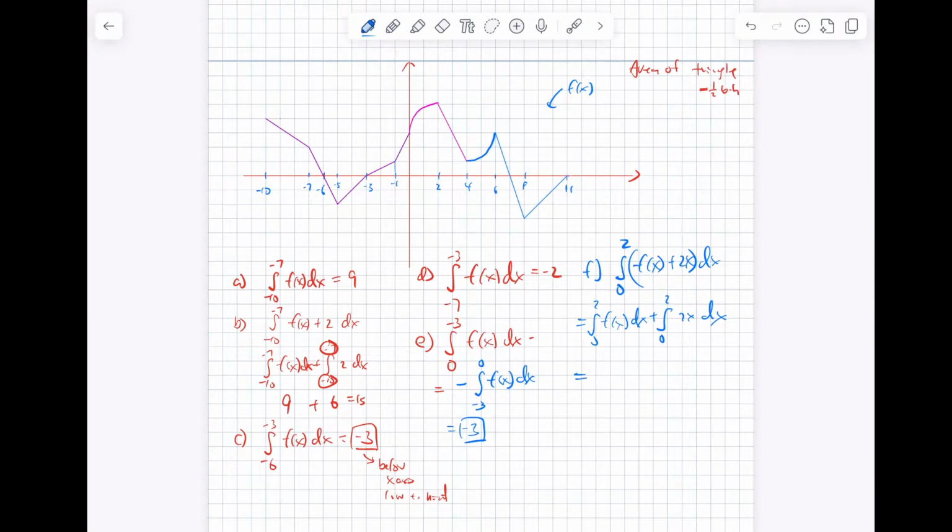Okay. So this is a 6, right? And this is a pi, right? Because it's a quarter circle. So first of all, this is 6 plus 5. Is that okay? And then plus from 0 to 2. Well, 0 to 2 it looks like this. 2x looks like that. Right? So this is 2 times 4, times half, so it's 4. So it's going to be 10 plus pi.